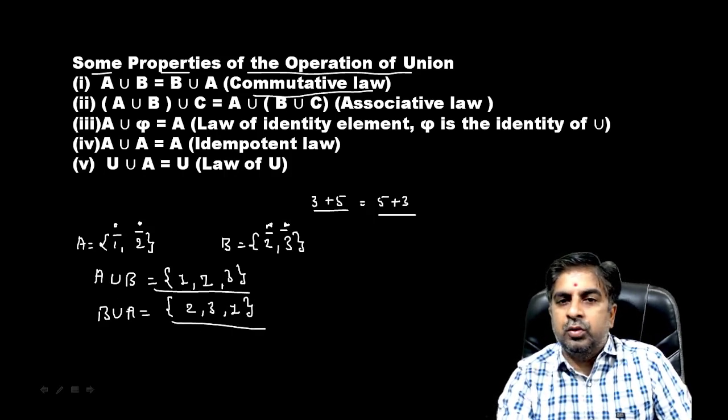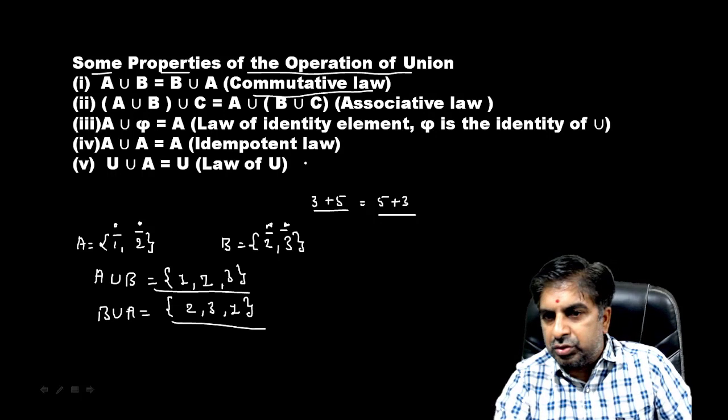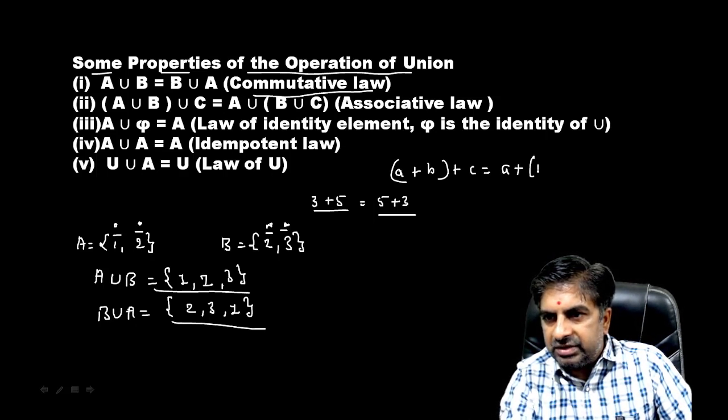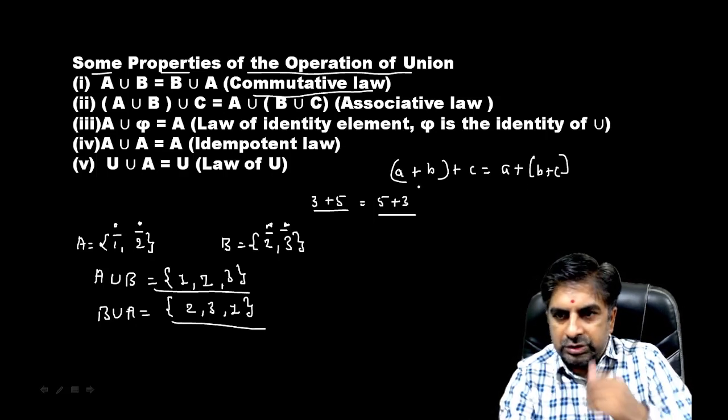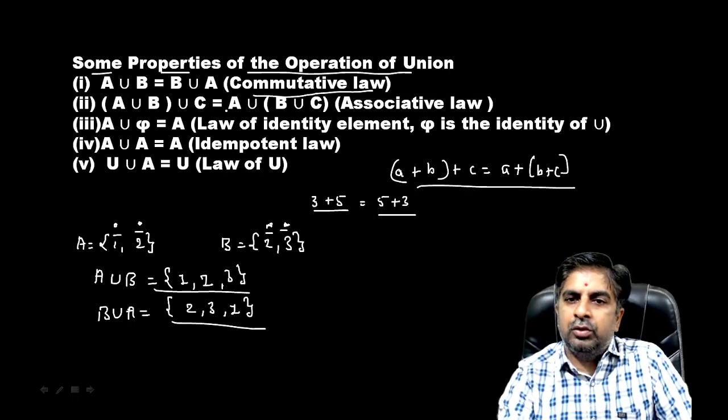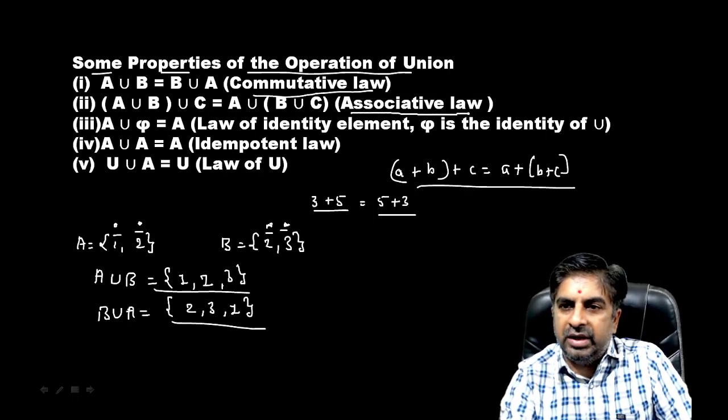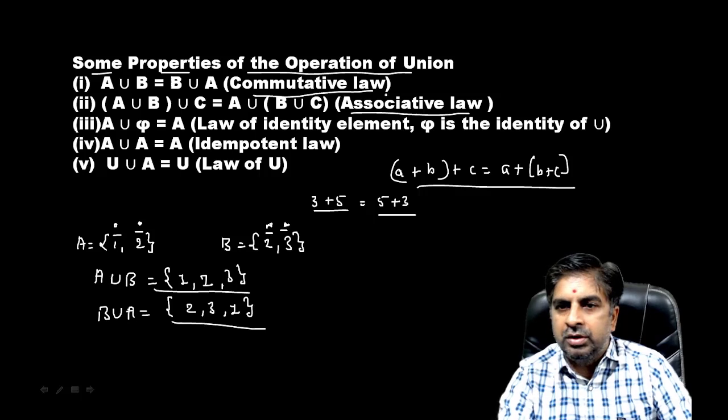So this way commutative, same way associative, when three terms are there, like A plus B plus C is equal to A plus B plus C with brackets placed differently. This is the associative law. If you do it here also, you will get the same answer. I'm not writing it, just explaining, because this is very simple.